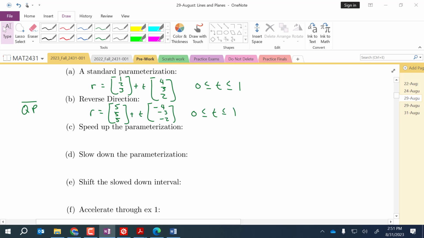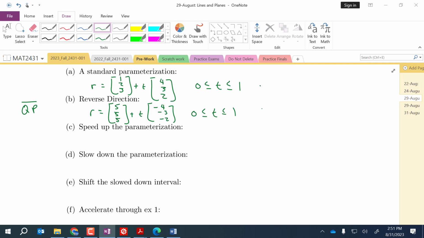When t is 0, where am I at? I'm at Q. When t is 1, where am I at? I'm back to P, right? Does everyone see that? So we have indeed traced out the line segment that we're supposed to trace. So folks, if all I ask you for is a line segment, either of those two answers work, right? But if I tell you that your line segment has to start at P and end at Q, then you must give me the first one.